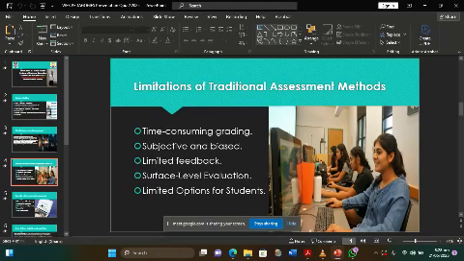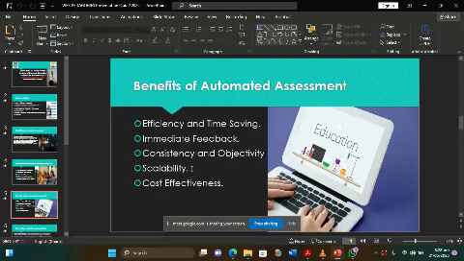And the last one is limited options for students. Traditional assessment doesn't give students the opportunity to demonstrate their learning. How do they demonstrate it? By doing presentations, projects, and practicals in the classroom. When those things are given to students, they spend time doing more research, exploring, and bringing out more options to share in the classroom, so they have a deeper understanding of what they have been taught. Thank you very much.